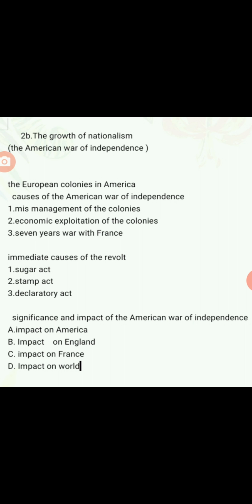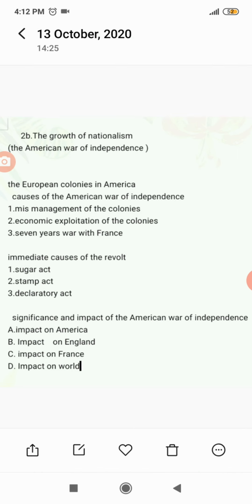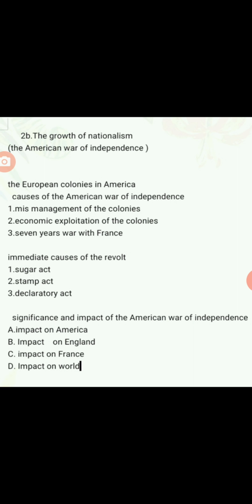That act was the policy of George III and his Prime Minister Grenville. They made these policies against the colonies. The three acts were the Sugar Act, the Stamp Act, and the Declaratory Act. And that is how anger rose in the minds of the Americans.